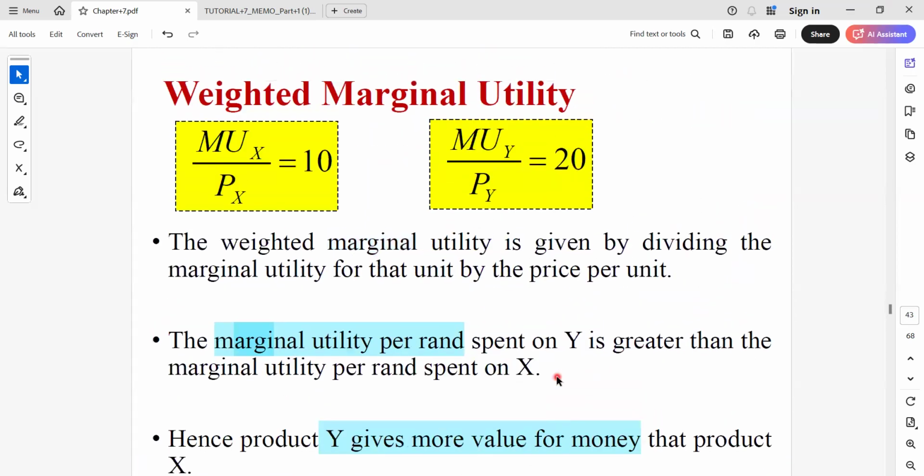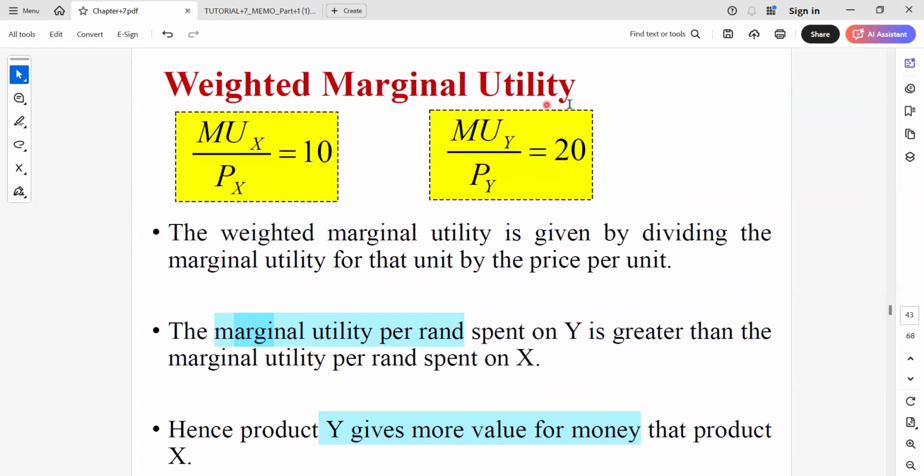And then I want us to get to your weighted marginal utility. To get your weighted marginal utility, you basically say your marginal utility over price. So this is what you get, your weighted marginal utility, and then the marginal utility for good Y over the price for good Y is 20. So you can see here your weighted marginal utility for good Y is greater than the weighted marginal utility for good X, meaning that for good Y, you're getting more value for money.